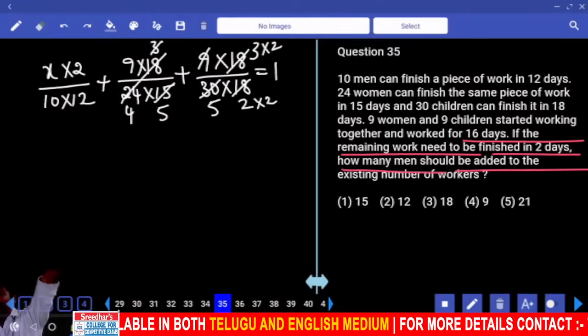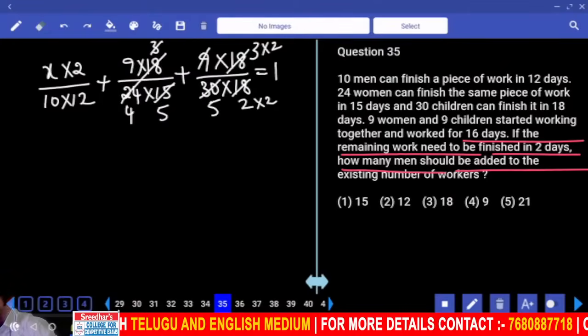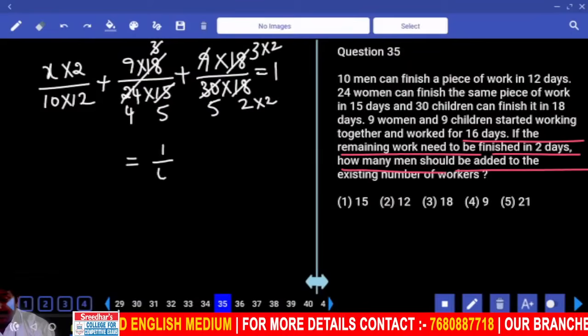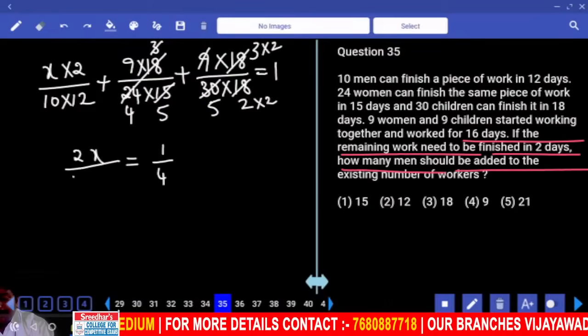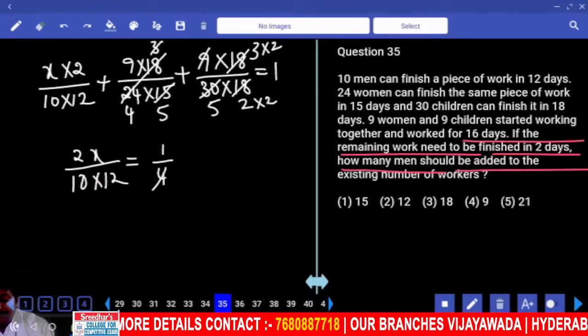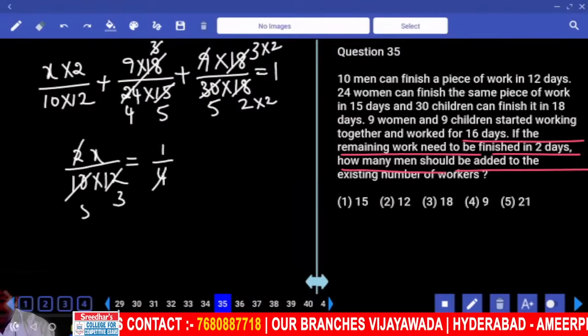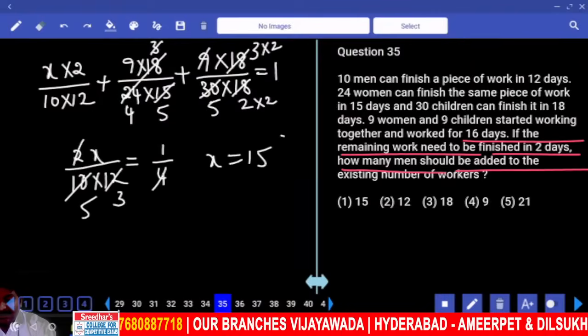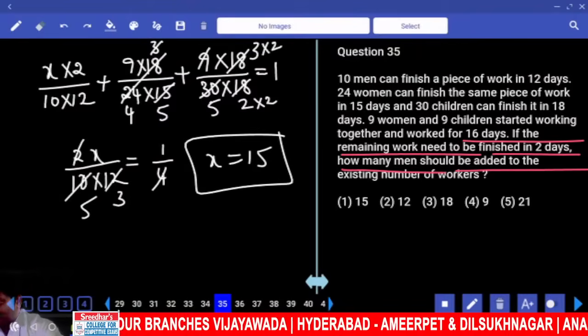3 by 4 goes to the right hand side, 1 minus 3 by 4 is 1 by 4. 2x by 10 into 12, 4 3s are 12, 5 times, x is equal to 15. 15 men should be added.